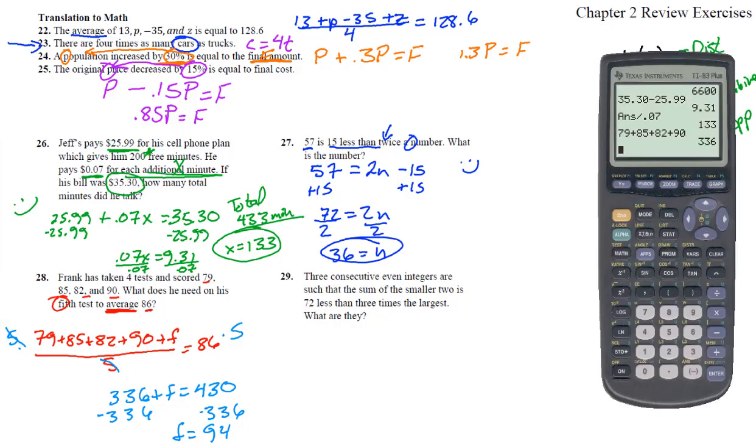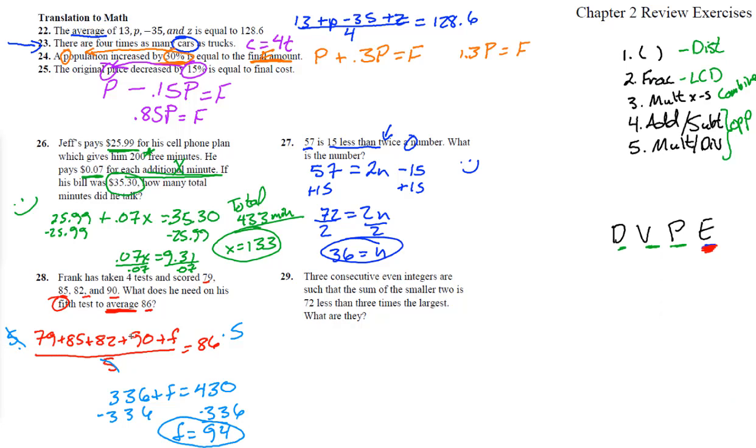Let's just double check that I didn't do that wrong in my head. 430 minus 336, and that is 94. So he has to get 94 to average 86 on his tests. Probably that 79 is what killed him. All right, number 29.